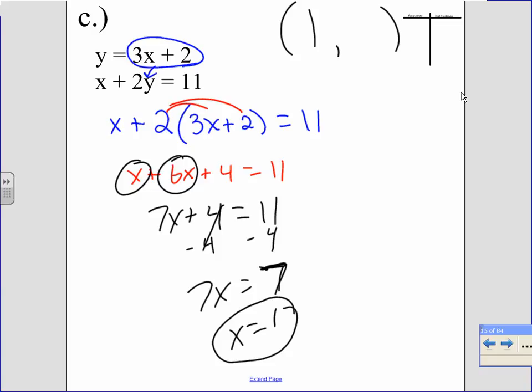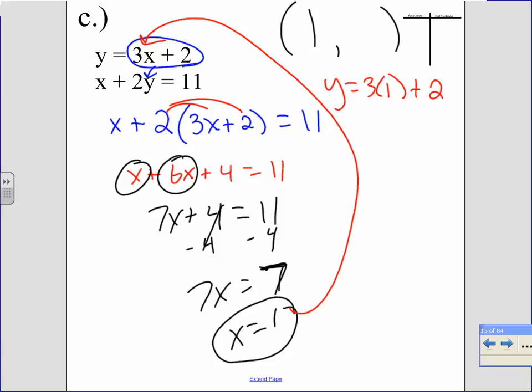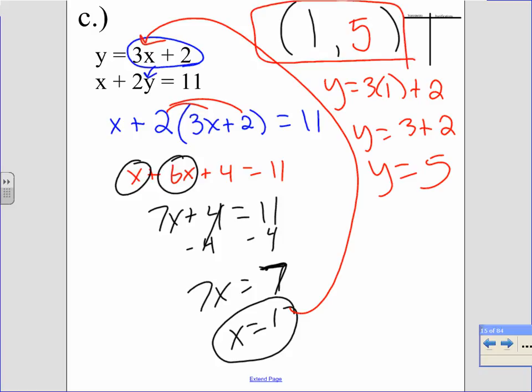Jackie, how do we find y? Awesome. So I'm going to plug 1 back in for x in the first equation. So we have y equals 3 times 1 plus 2. Maggie, what's y going to be? Good job. So y is 5, which means you always need to write your answer as an ordered pair. The answer to that ordered pair would be 1 comma 5. That's it.